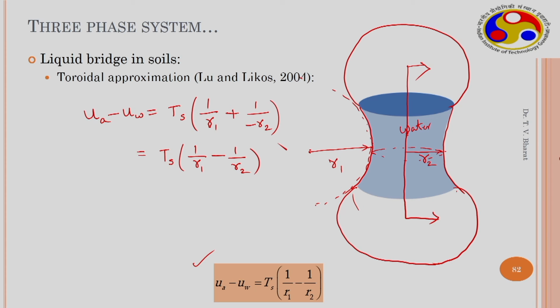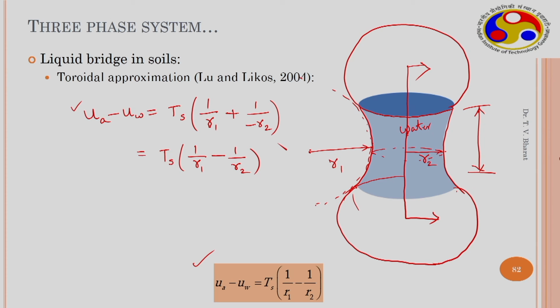When water tries to evaporate and is lost between the soil grains, these particles would try to move close to each other. When the distance between these two grains decreases, R1 and R2 also change accordingly, and then the pressure drop across the interface would change. That could be estimated using this particular expression.